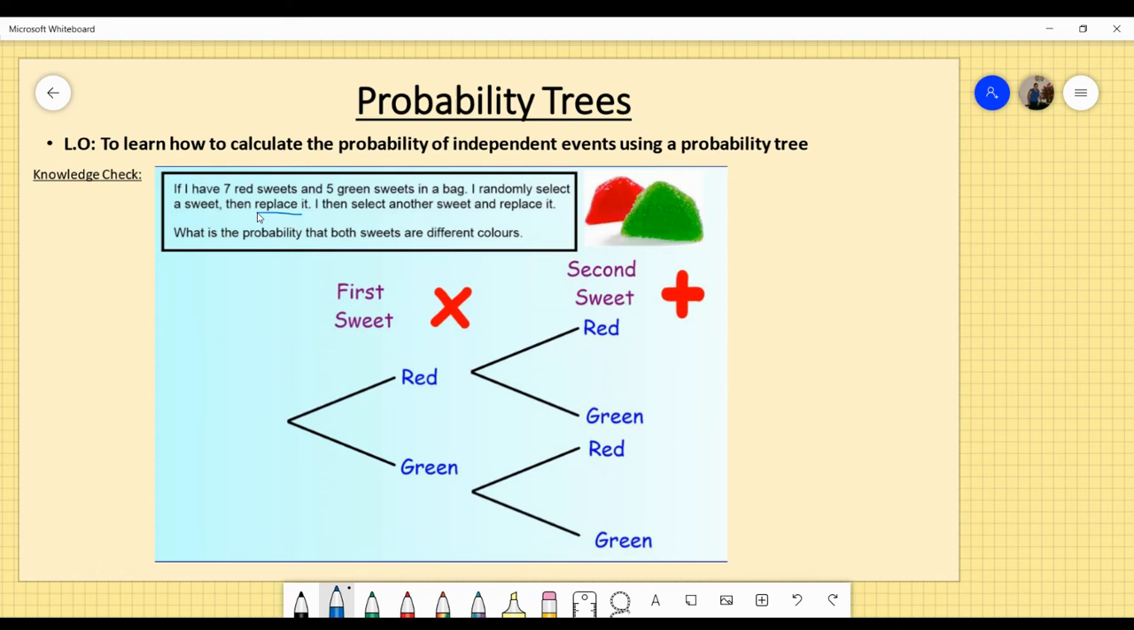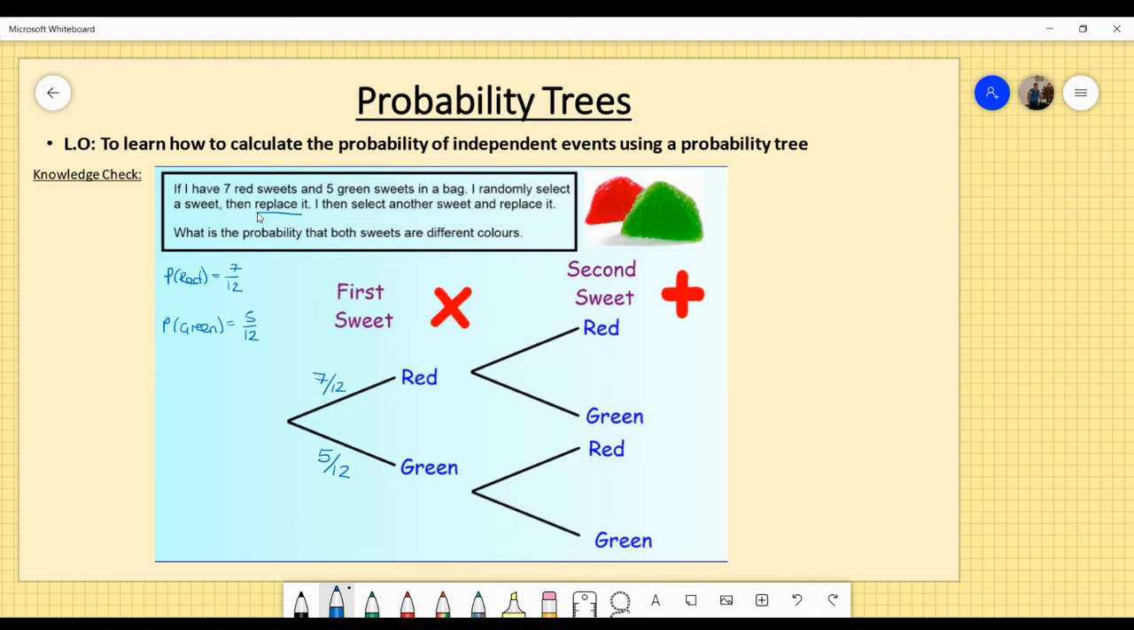In this particular question, you've just got 7 red sweets and 5 green sweets. So the probability of getting a red sweet is going to be 7 out of the 12 possible sweets. In terms of notation, the probability of getting a red sweet, we write it like that, is going to be 7 out of 12. And the probability of getting a green sweet is then going to be 5 out of 12. That helps us get started with filling in our probability tree. Every time we see a red, I'm going to put 7 out of 12. And when I see a green, I'm going to put 5 out of 12.